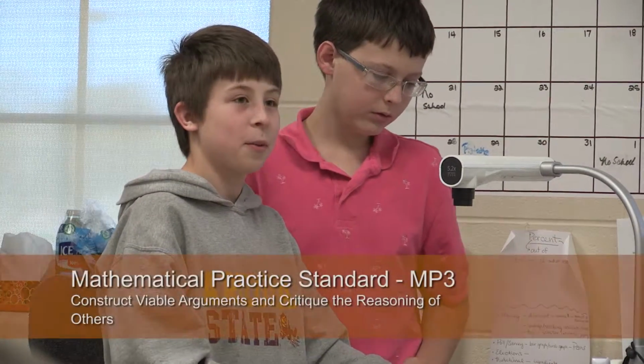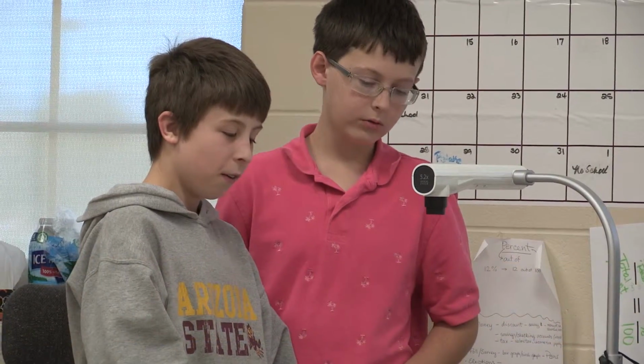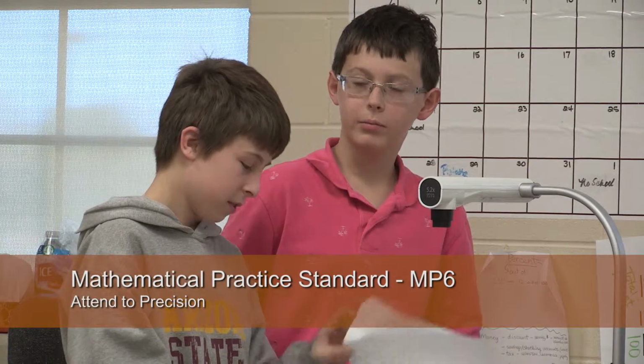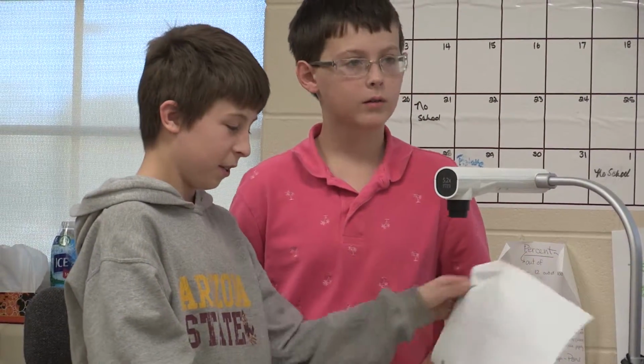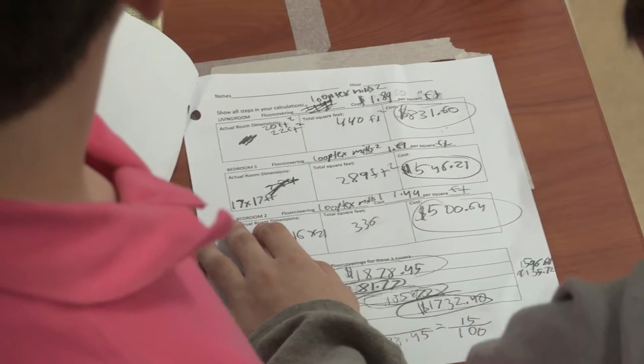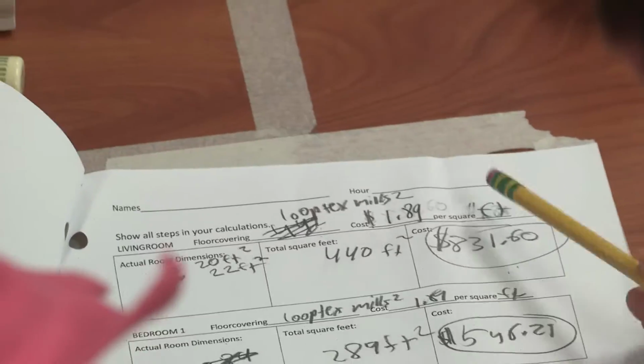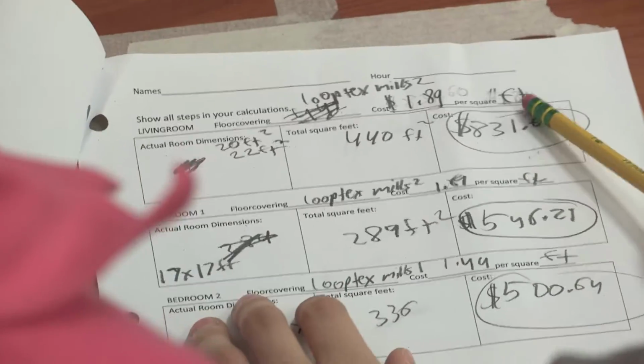For the living room, it was 11 by 10, so that would equal 20 by 22. And tell us more about how you got that. We just times it by 2 because it's 170 for every 2 feet. Okay. Alright, and then we times those, and that got 440 feet squared. And we did Lupex mills too, and that's $1.89 per foot. And then when we did 440 times $1.89, we got 831.60.